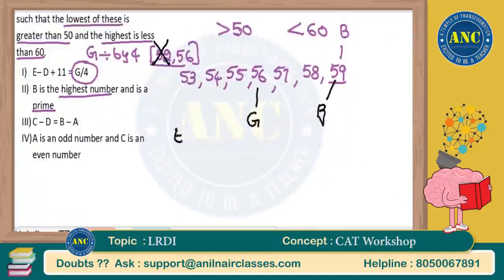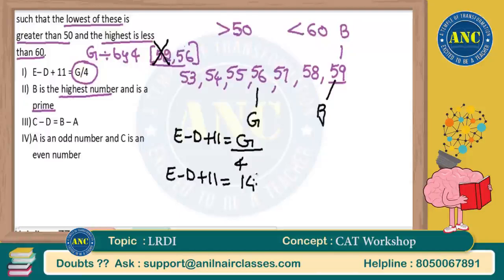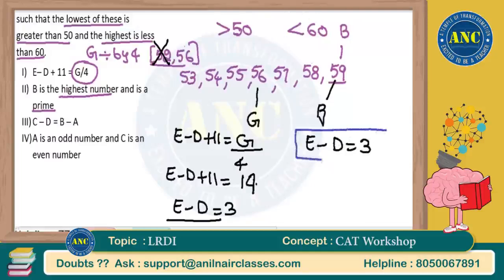So if I substitute, E minus D plus 11 is nothing but G by 4. E minus D plus 11 is 56 by 4, which is 14. So E minus D is 3. What does E minus D equal to 3 mean? These are already allocated to variables. 57 minus 54 is 3.